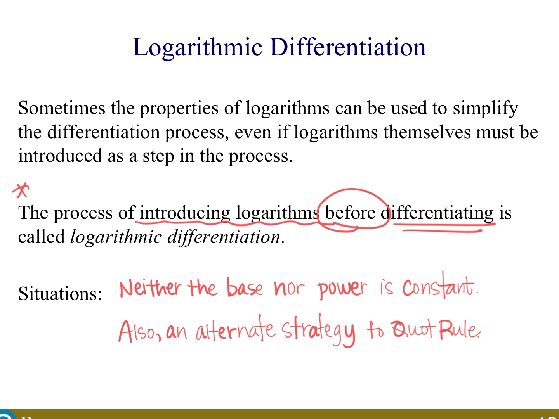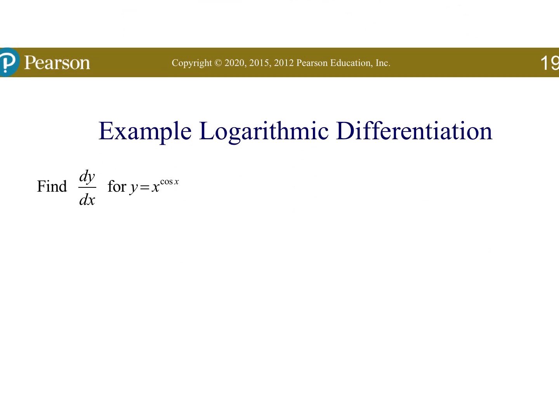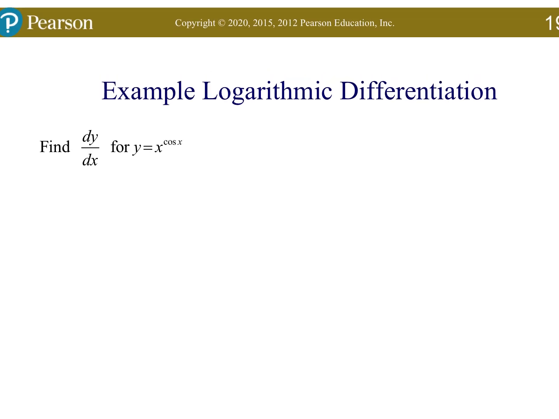All right, first, let's look at a situation where neither the base nor the power contains a constant of any kind. The base is the variable x, the power is the function cosine of x, and so this would be a classic example where logarithmic differentiation is going to be the best. All right, so step one, use a logarithm, but use it on both sides. And so the logarithm you always want to use is the natural logarithm. In calculus, it's always the natural log as our default.